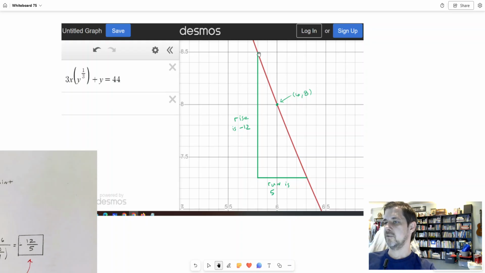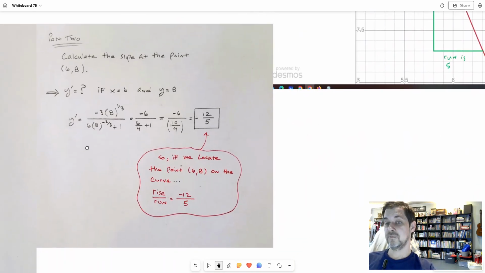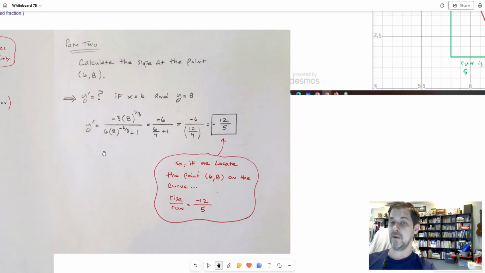So at this point, if I go down 12, counting the boxes, 1, 2, 3, 4. If I go down 12, it'll get to here. And sure enough, I have to go right 5, 1, 2, 3, 4, 5 to land back on the curve. This line right here, the close-up perspective of that curve at the point 6 and 8, sure enough, you have to rise negative 12 for a run of 5. Okay? And that's the experiment that proves or is consistent with my work on paper.